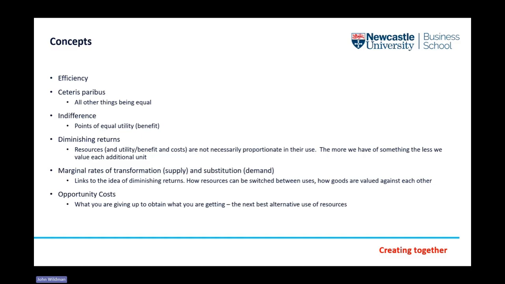Related to these ideas are marginal rates of transformation. So that's for supply, and substitution, that's for demand. So this is thinking about how we have resource use for supply and how we can substitute resources between each other, and in terms of demand, how I demand goods and how I can substitute those between each other in order to obtain utility. And we often find that marginal rates of transformation, marginal rates of substitution, again, have some element of a diminishing nature to them.